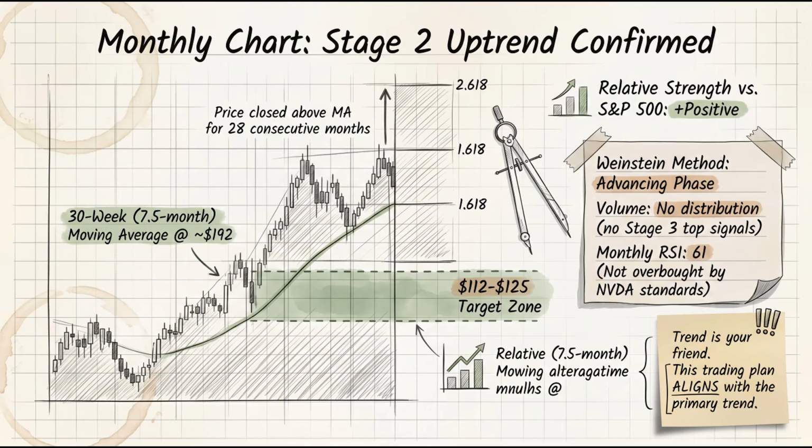Looking at the monthly time frame through the lens of the Weinstein method, Nvidia is clearly in the Stage 2 advancing phase. The 30-week moving average, which acts as our 7.5-month line, is sloping upward at roughly $192. Price has remained above this line for 28 months straight, and relative strength against the S&P 500 is still positive. We see no signs of a Stage 3 top, as volume is not showing distribution, and the monthly RSI of 61 is not overbought by historical standards. The monthly trend is firmly our friend, so our strategy must be to align with this momentum, not fight it.